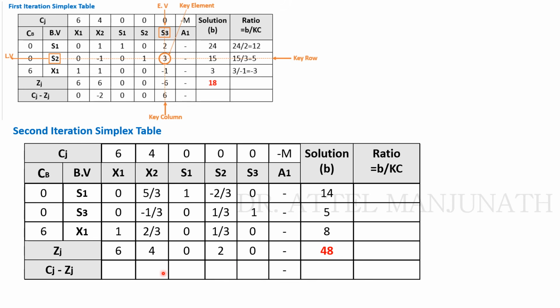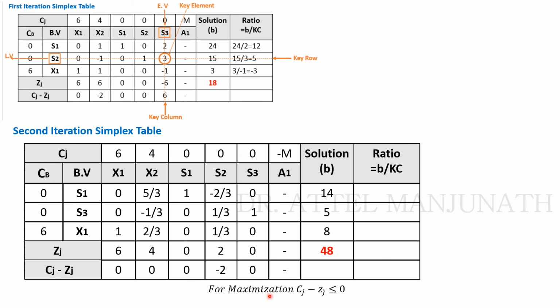Now calculate the net evaluation row, here Cj minus Zj. So here Cj minus Zj, 6 minus 6 will become 0, and again here 4 minus 4 you will get 0, and here 0 minus 0 is 0, and here 0 minus 2, so it will become minus 2, and here 0 minus 0 you will get again 0.